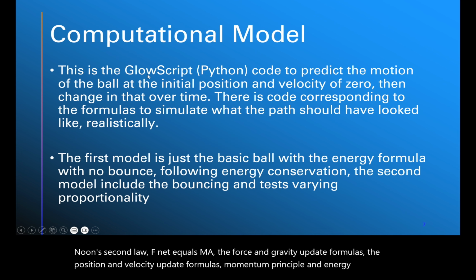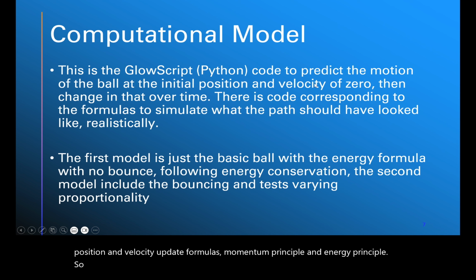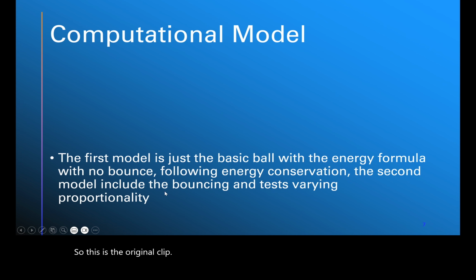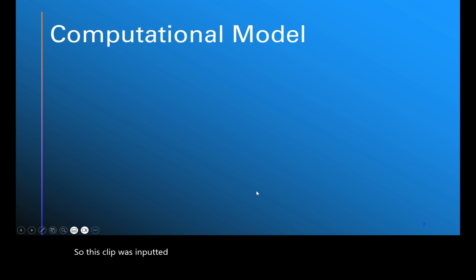So in the model, the GlowScript Python code aims to predict the motion of the ball at the initial position and velocity of 0, and then the change of that over time. The corresponding code simulates what the path would have looked like realistically, or idealistically. The first model is just the basic ball and energy formula with no bounce, following energy conservation, and the second model includes the bouncing and tests with varying proportionality.